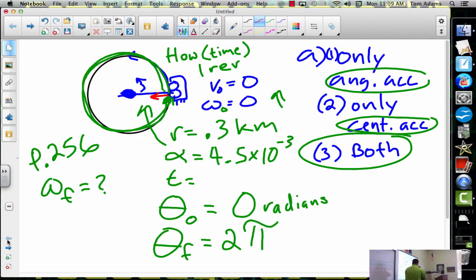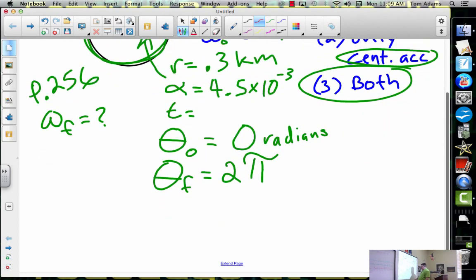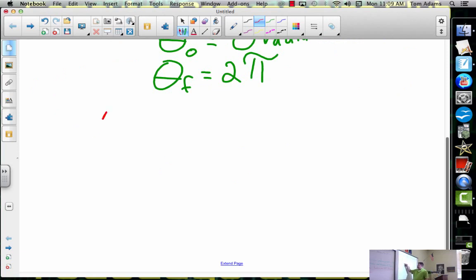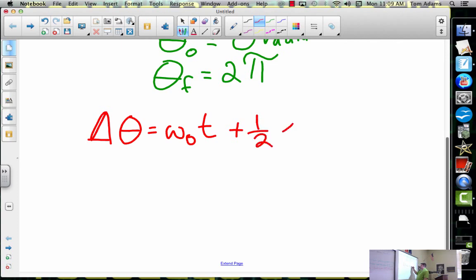So how would I do that? Well, what I could do is I could probably say that delta theta is equal to my initial angular speed or velocity, however you want to say it, plus 1/2 times the constant acceleration times time squared. And I pretty much know all these.